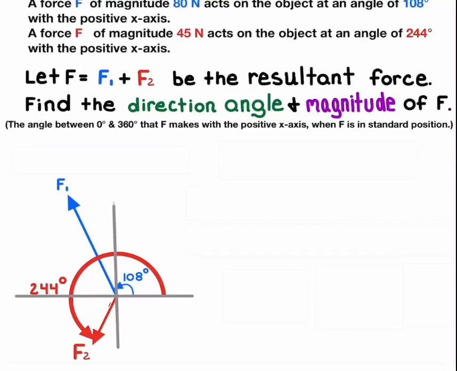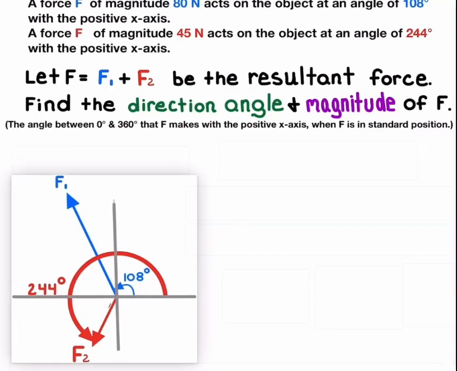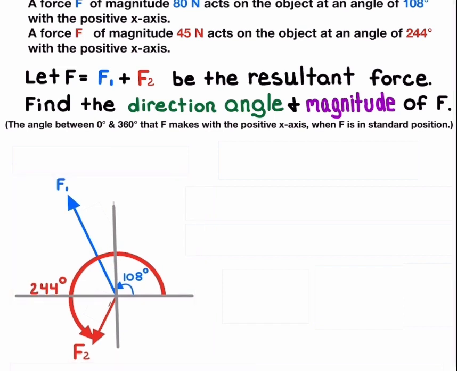We have two forces acting on the same object. I've drawn a picture of these forces. We would like to find the direction angle and magnitude of F. F is the resultant force, in other words, the sum of the two forces acting on the object.